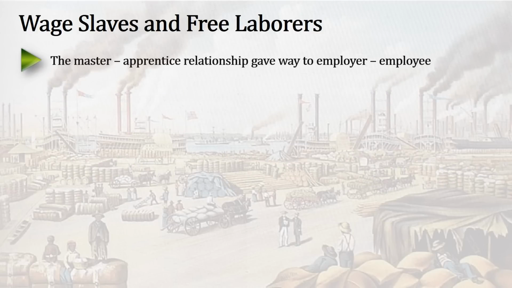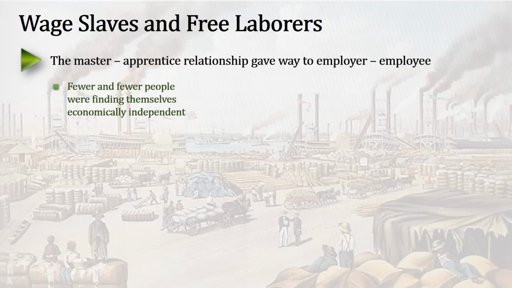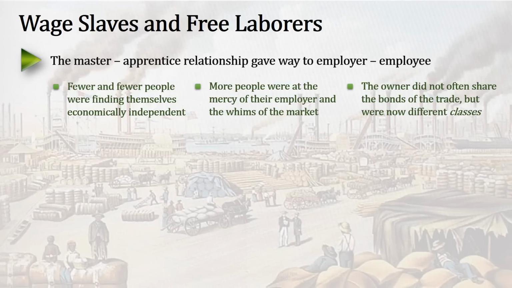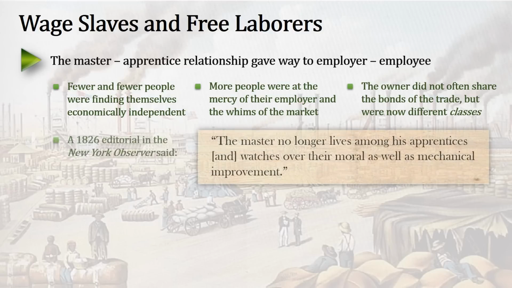Well, in this new market economy, the master-apprentice relationship, which characterized pre-industrial economies, is giving way to a new form of relationship, the employer-to-employee relationship. You see, fewer and fewer people are finding themselves economically dependent. Instead, they're finding themselves at the mercy of their employer and also of the whims of an insensitive market. The owner does not share the bonds of trade with his apprentice or with his employee, but is now separated by both skill and money in a different social class than the people that work under him. An 1826 editorial in the New York Observer says, "The master no longer lives among his apprentices and watches over their moral as well as mechanical improvement."